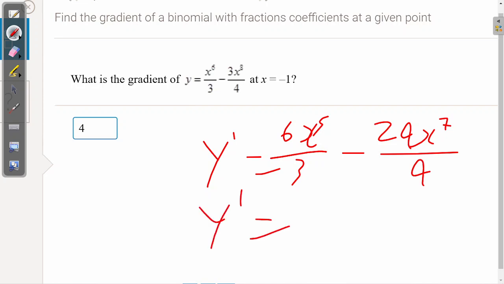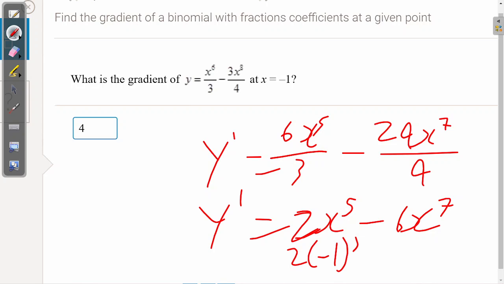Okay, now we simplify. 6 over 3 is 2, so 2x to the power 5 minus 24 over 4, 6, 6x to the power 7. Now they want x equals negative 1, so 2 times negative 1 to the power 5 minus 6 times negative 1 to the power 7. You will get 4.